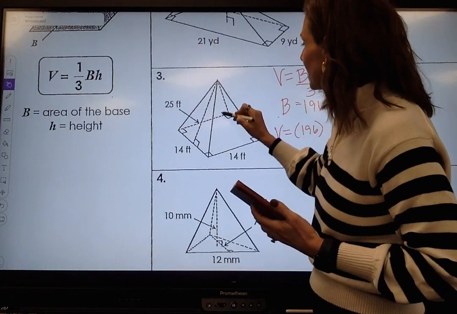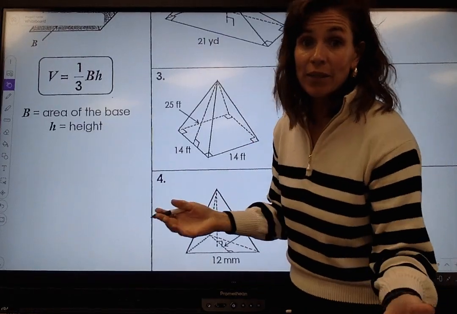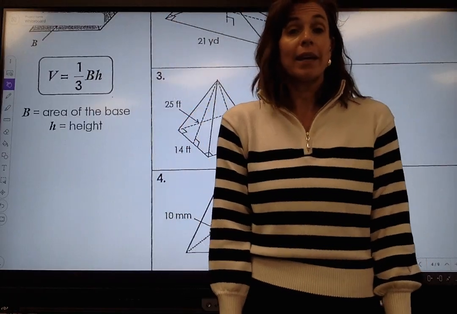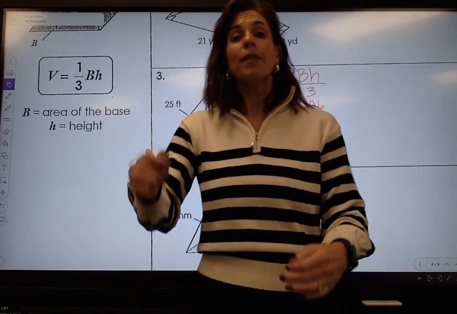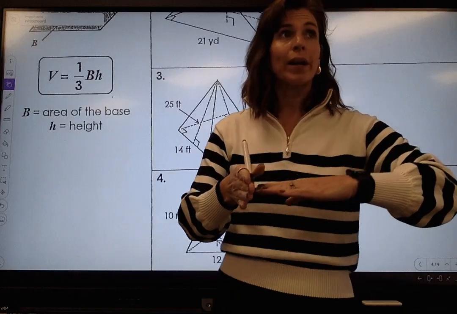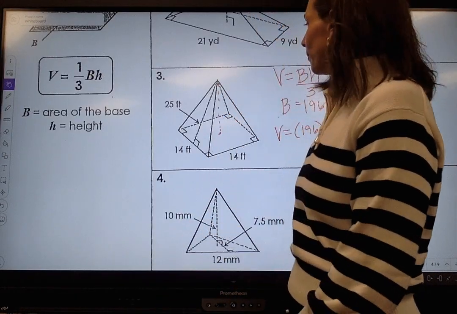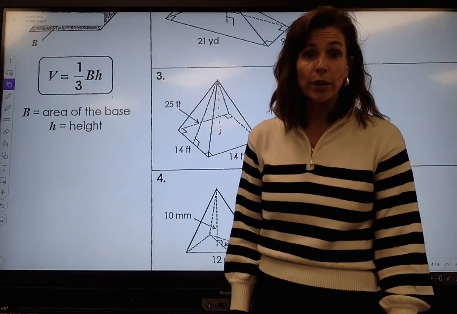What is the height of this pyramid? It's not given to us. Remember, height, it's not slant height. You don't go to the doctor's office and they ask how tall you are and you slant over. The height is perpendicular to the ground. So the height is going to be right here, but it's not given to us. Well, how do we do it?